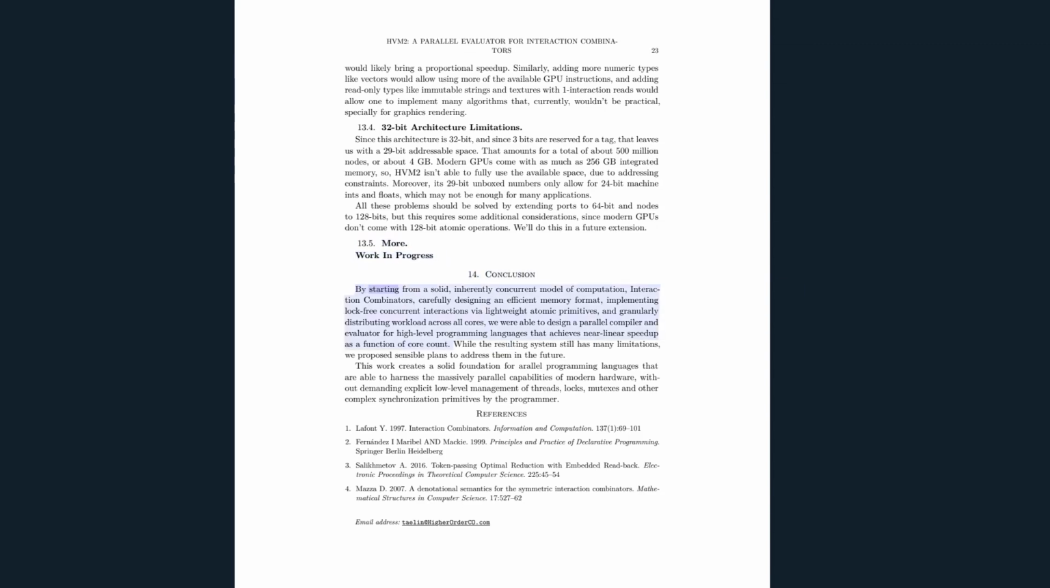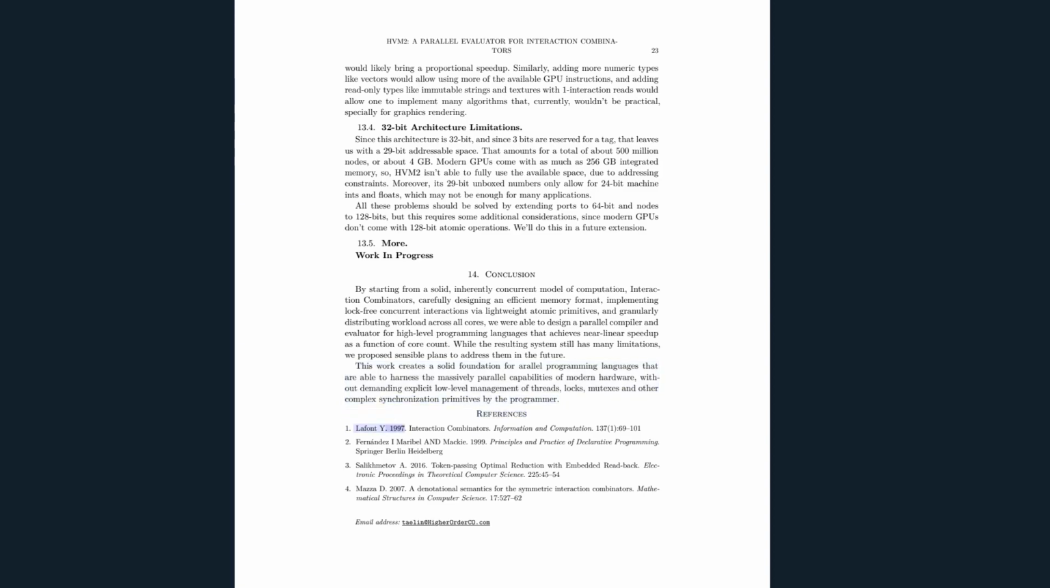14. Conclusion. By starting from a solid, inherently concurrent model of computation, interaction combinators, carefully designing an efficient memory format, implementing lock-free concurrent interactions via lightweight atomic primitives, and granularly distributing workload across all cores, we were able to design a parallel compiler and evaluator for high-level programming languages that achieves near-linear speedup as a function of core count. While the resulting system still has many limitations, we propose sensible plans to address them in the future. This work creates a solid foundation for parallel programming languages that are able to harness the massively parallel capabilities of modern hardware, without demanding explicit low-level management of threads, locks, mutexes, and other complex synchronization primitives by the programmer.